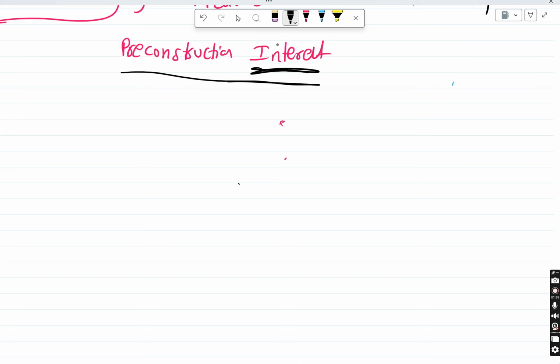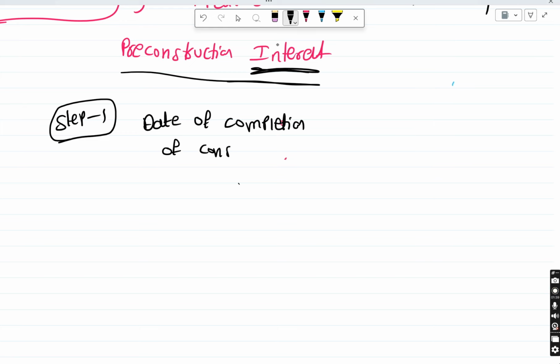Okay, this pre-construction interest, step 1: date of completion of construction. Okay, you find out when it is completed. Step 2: preceding 31st March.